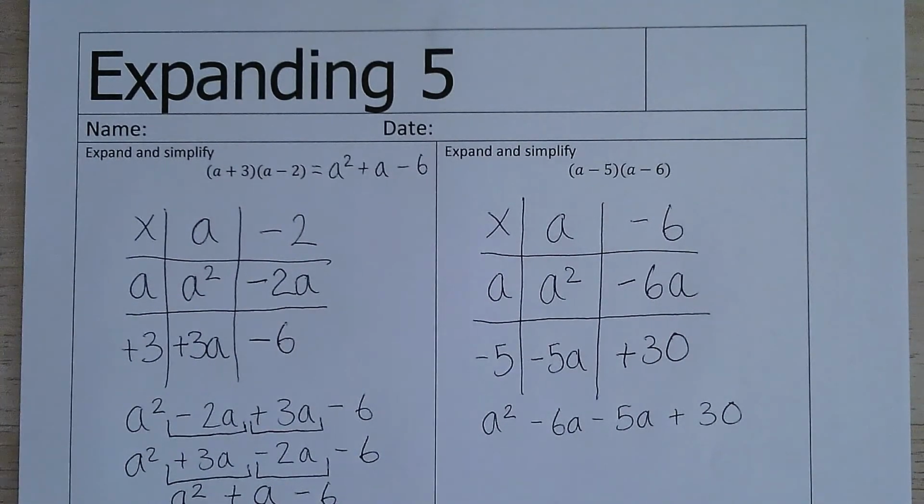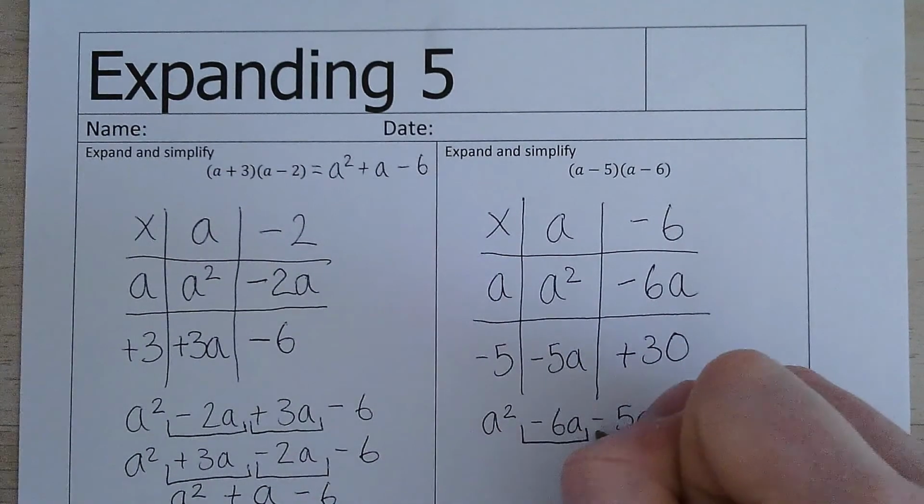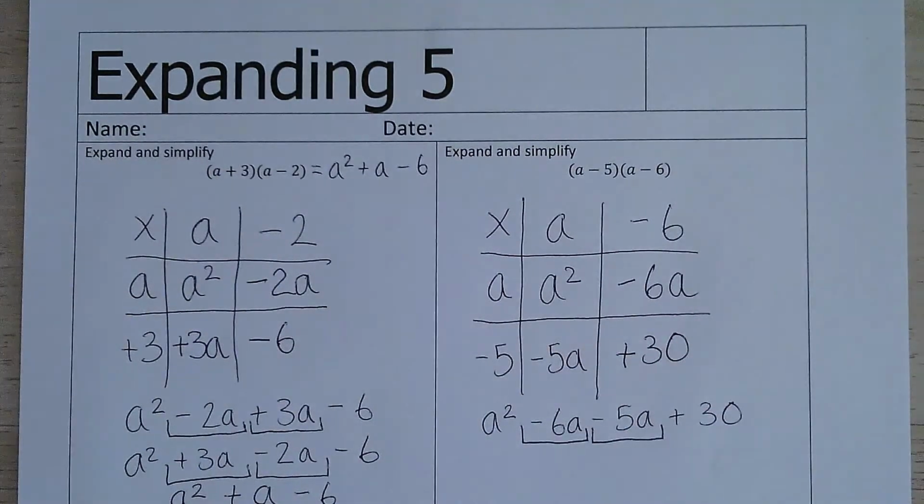Now we look for like terms. A squared is not a like term with minus 6a, minus 5a or plus 30, so that term is going to stay the same and drop down. Minus 6a is a like term with minus 5a because they have the same variable with the same power. Plus 30 is just a number by itself. It doesn't have a variable, so it won't be a like term with any of the other terms.